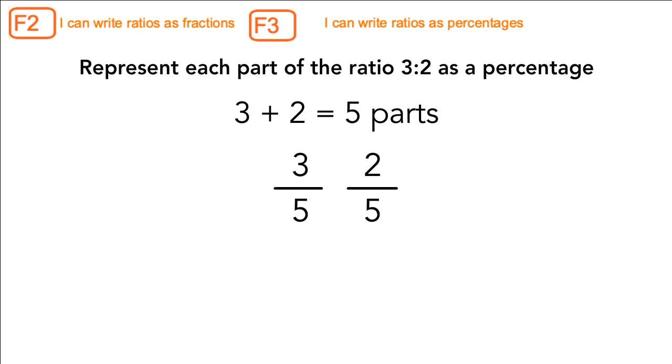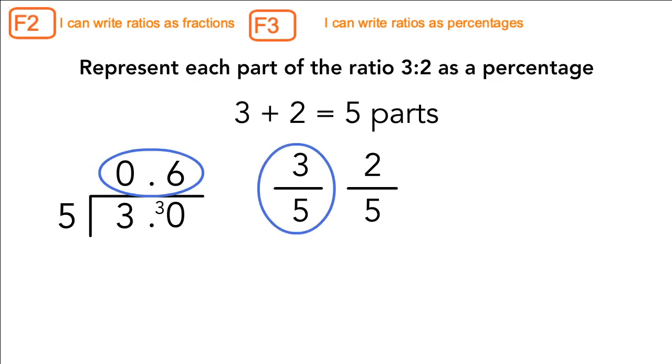To change the fractions into percentages, we first divide. Using the bus stop method, 0 5s fit into 3, so we carry it over to the next digit, which is after the decimal point. Now we divide 30 by 5, which equals 6. 3 over 5 equals 0.6. Lastly, we multiply the decimal 0.6 by 100, giving us 60%.